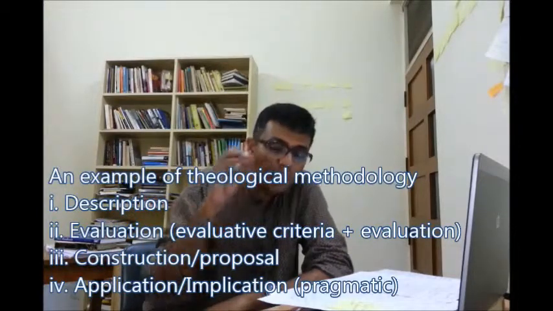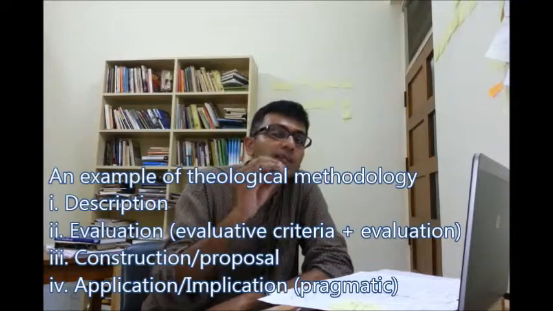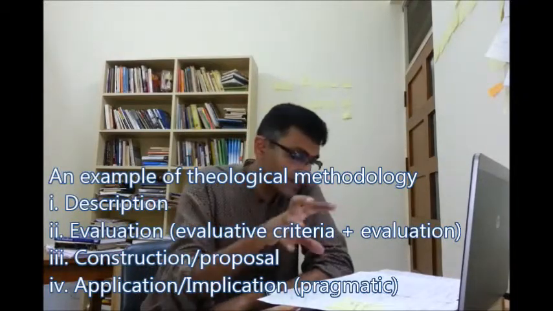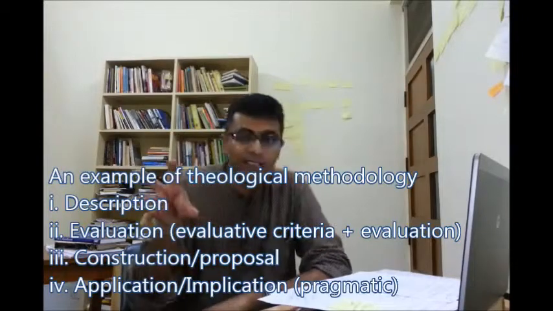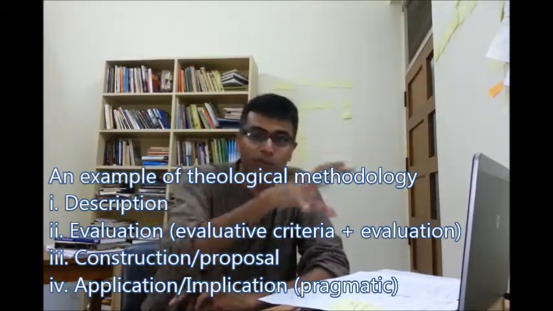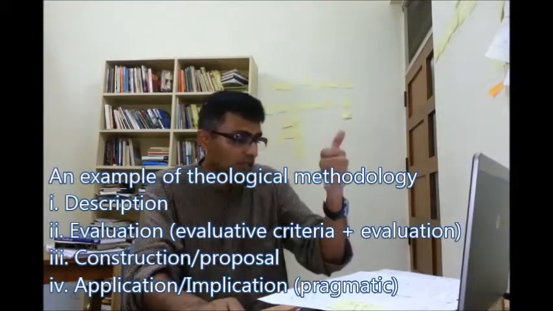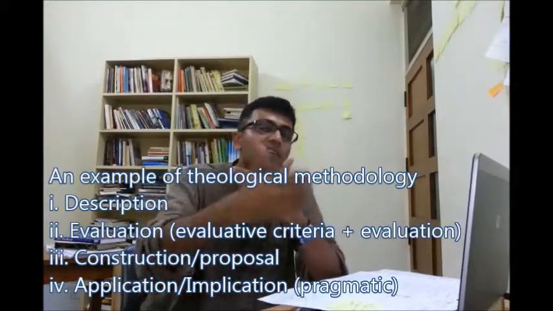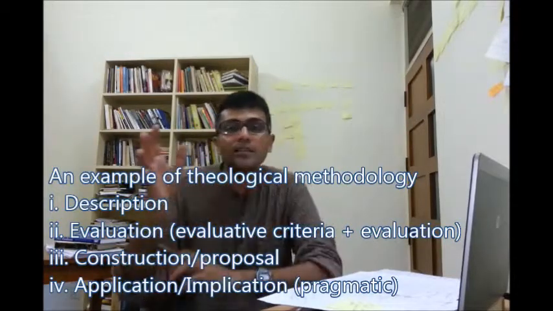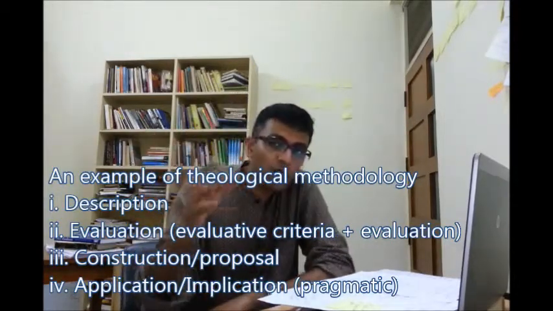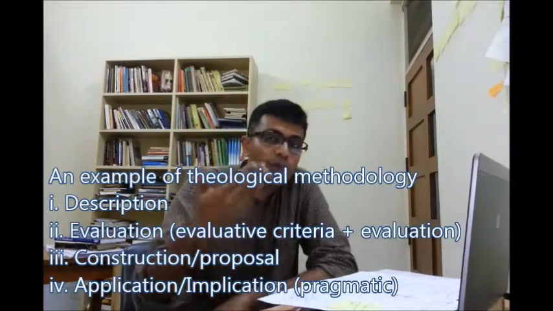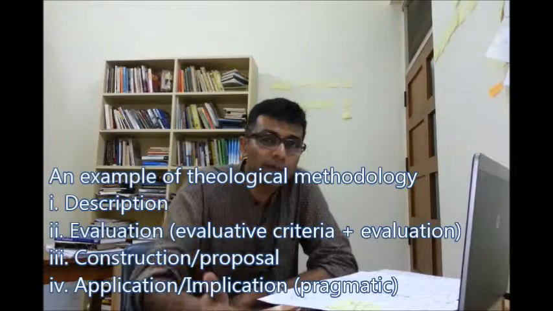So for instance, if you say the Bible is an important way of determining what is right and wrong in a person, that would be the evaluative criteria. And then we have the evaluation, the critique of that which we were describing. So description, evaluation, which includes evaluative criteria and evaluation. And then we have the construction, where in view of the evaluation, we then say something new, where we say, okay, so therefore this is what I'm saying.